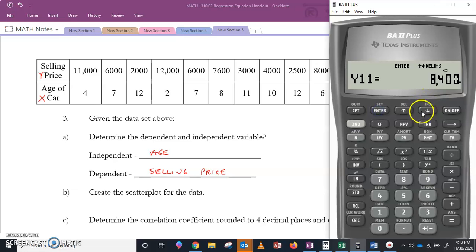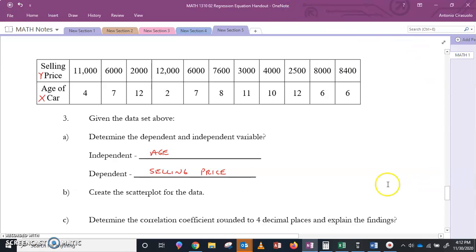8,400. There we go. Once again, I'm going to check my data: 11 years, 3,000, 7 years, 6,000, 12 years, 2,000, 2 years, 12,000, and so on and so forth. Like I said, you don't want to lose any marks by not having correct data in there.